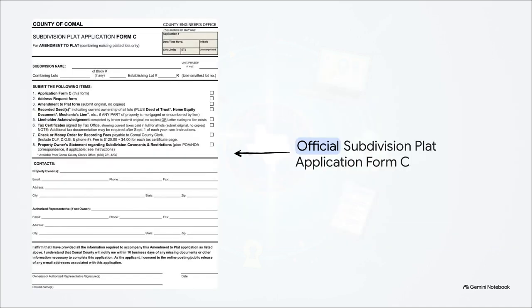Now, if you ever find yourself needing to actually submit documents to the clerk, be warned. They do not mess around with formatting. Take a look at this official subdivision plat application form C from the county engineer's office. Do you see how perfectly clean and specific the layout is? The county clerk has very rigid statutory requirements for how legal property forms absolutely must look before they'll even think about accepting them for recording.